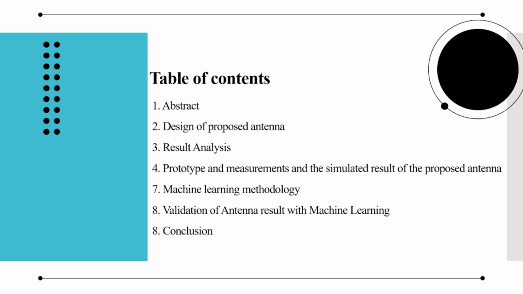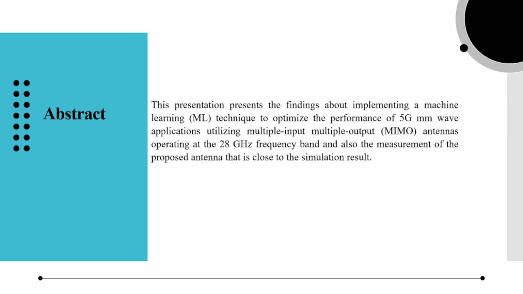prototype and measurement, and the simulation result of the proposed antenna, machine learning methodology, validation of antenna results with machine learning, and the conclusion. So the abstract is that the presentation presents the findings about the implementation between machine learning and how the antenna is optimized for the 5G application and how it will be integrated with machine learning, and the validation of the simulated antenna with the measurement results.